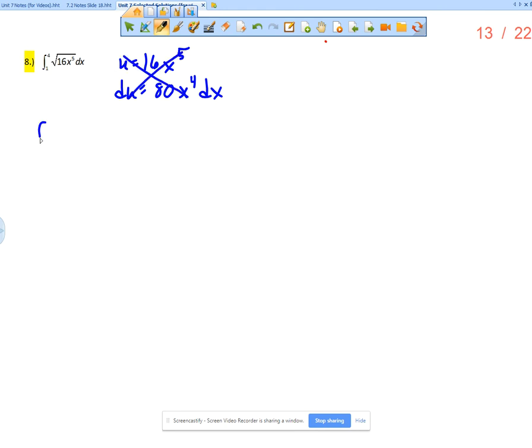And so what you want to do is rewrite this. I would say this is the integral from 1 to 4 of the square root of 16 times the square root of x to the 5th dx. Now, that's nice because the square root of 16 is 4, so I can put a 4 on the outside. And then I have the integral from 1 to 4 of x to the 5 halves dx. Now, this is one that I can integrate, and I do not need a u substitution.